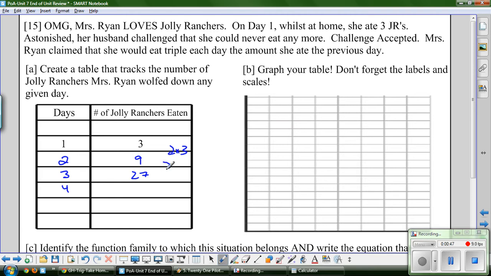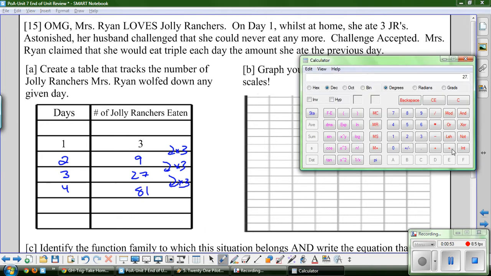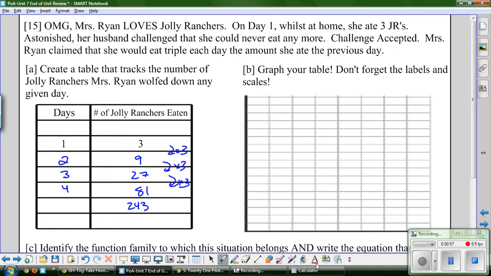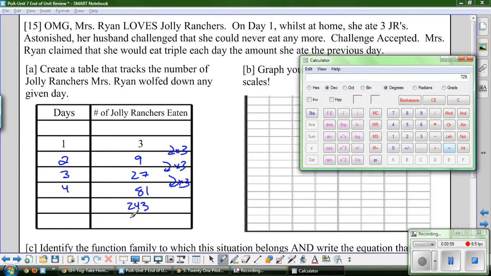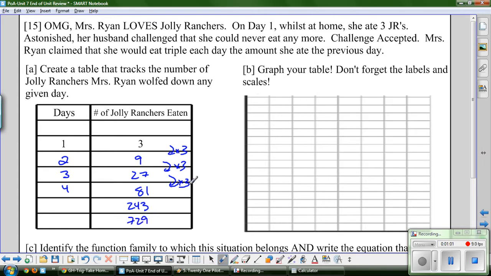That's still times 3. Times 3 again at day 4, I'm at 81. Okay, confirm. Next I'm at 243. And next I'm at 729. What I'm doing is just taking the previous day and multiplying it by 3.